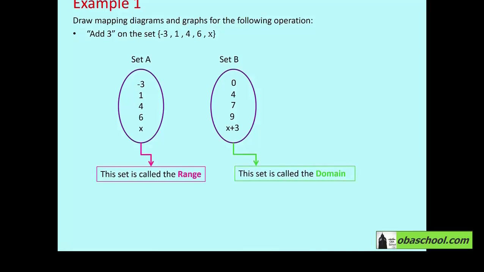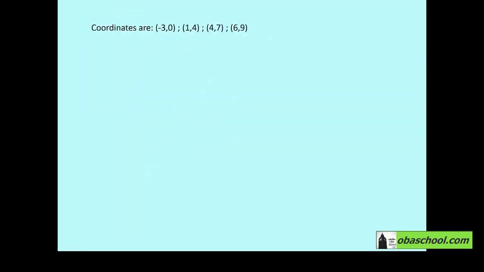Now, in order to represent the mapping by a diagram, we must not forget these arrows that show us how the mapping is done or taking place between set A and set B. Now, let's see how to represent the mapping by a graph. We have these coordinates. Let's plot them on the coordinate plane.